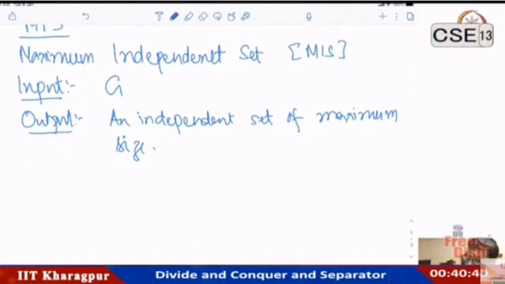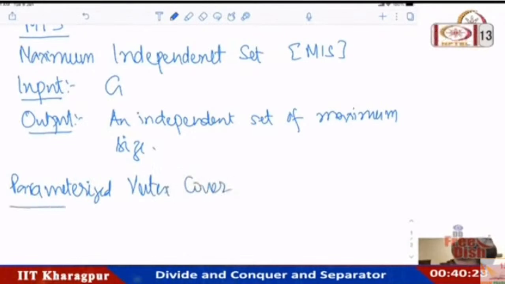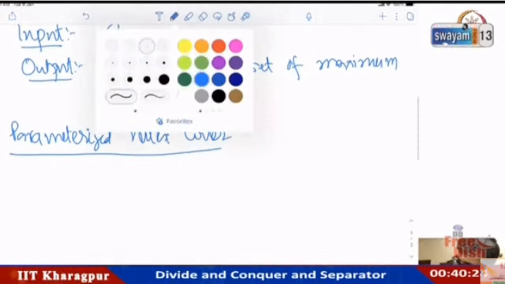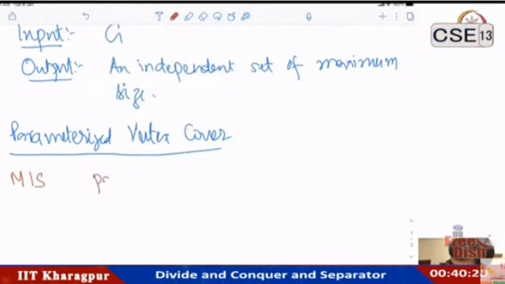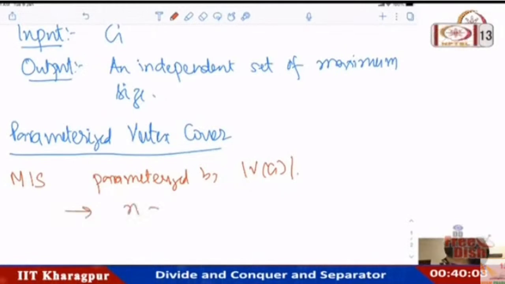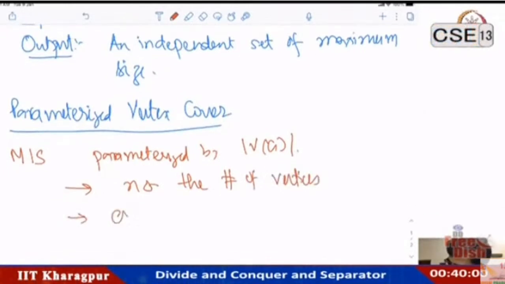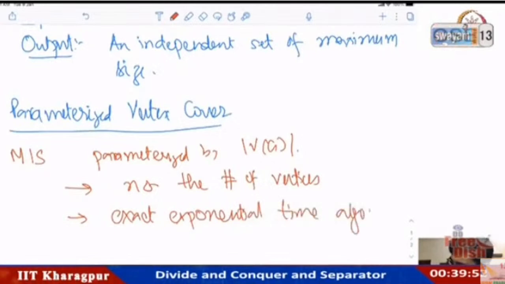So inspired by our minimum vertex cover algorithm, or the parameterized vertex cover algorithm, let's try to construct an algorithm for max independent set parameterized by the size of the graph, or in other words parameterized by n, the number of vertices. In literature, these are also called exact exponential time algorithms, or moderately exponential time algorithms.